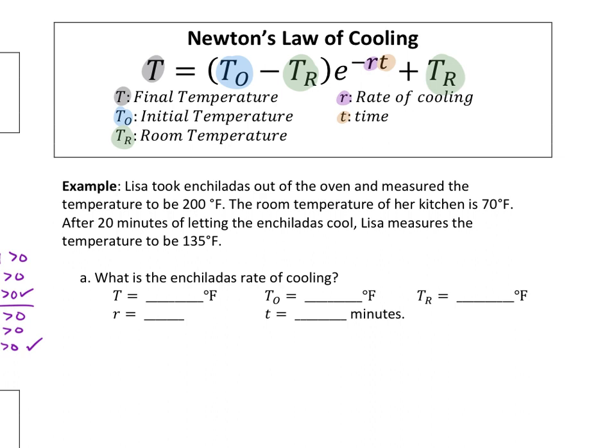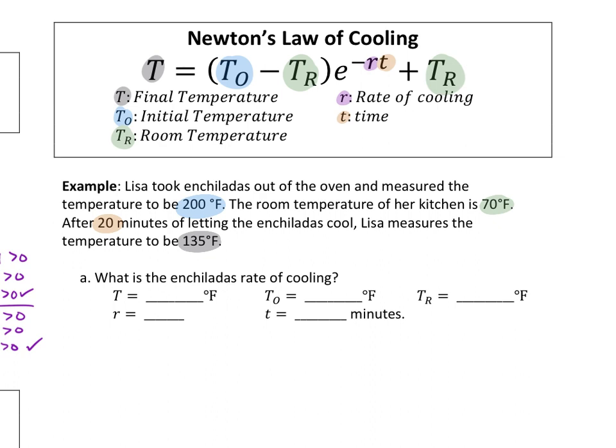So in this example where we will use Newton's law of cooling, it says Lisa took enchiladas out of the oven and measured the temperature to be 200 degrees Fahrenheit, which means that's the initial temperature of the enchiladas when we took them out of the oven. The room temperature of her kitchen is 70 degrees Fahrenheit. After 20 minutes of letting the enchiladas cool, Lisa measures the temperature to be 135 degrees Fahrenheit. So that's the final temperature after it has cooled off. The question here is, what is the enchilada's rate of cooling?